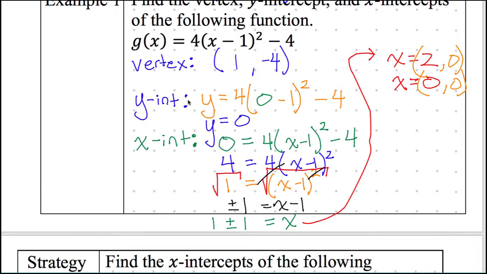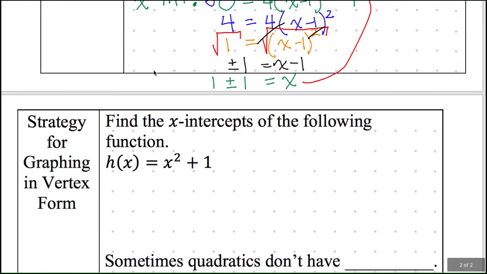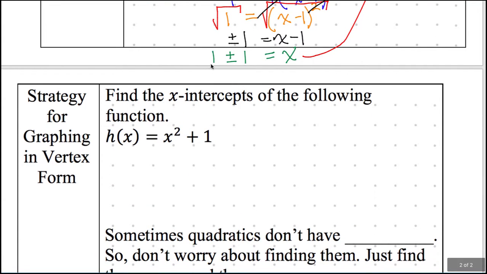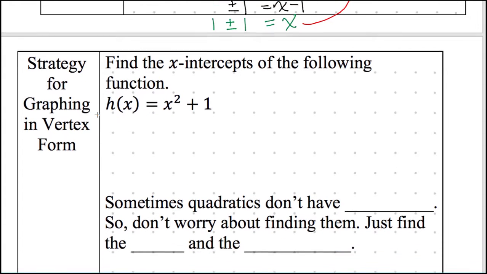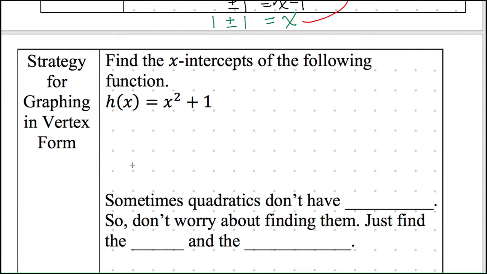All right. Whew, that was a lot of work. We found all of those values, the vertex, the y-intercept, and those 2 x-intercepts. But there's a problem. Flip over to the back. Here is the problem. Let's try this problem. And this is going to be the general strategy whenever we're going to graph these. So I'm going to find the x-intercepts of this guy.